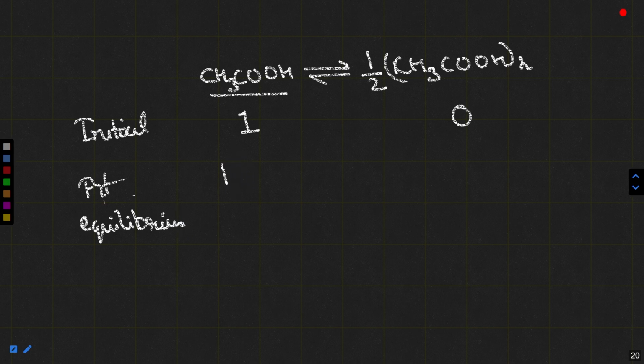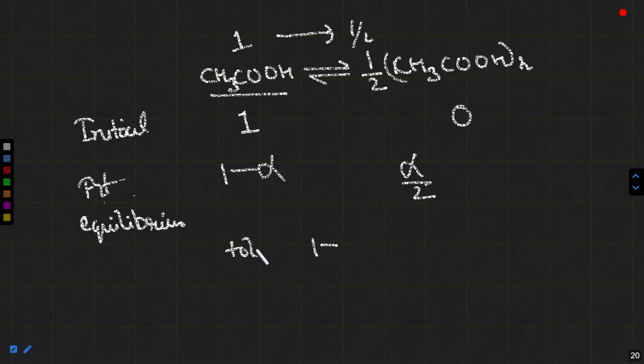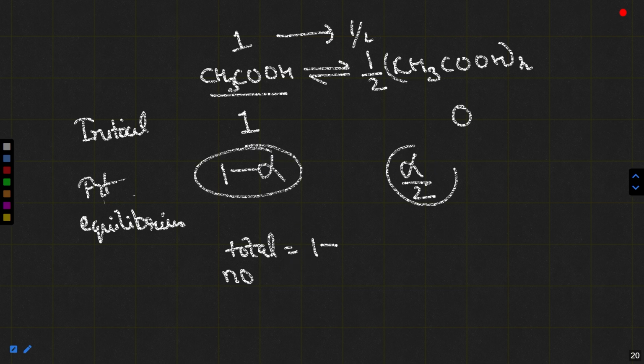what will happen? Alpha amount of CH3COOH will associate to form alpha by 2 molecules. Is it clear? Since half is the stoichiometric coefficient, I have divided this alpha by 2, because one particle will form half product, therefore alpha particles will form alpha by 2 product. That will give you the total number of particles. It's very simple to calculate the total number. Just add this value and this value. It will give you 1 minus alpha by 2.